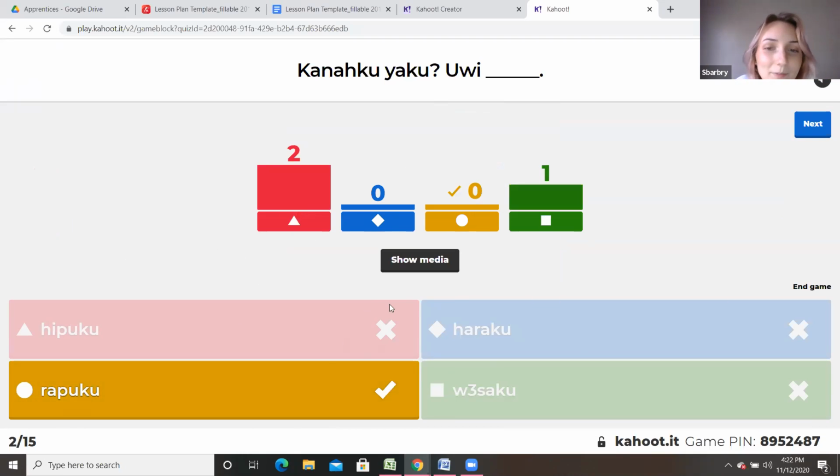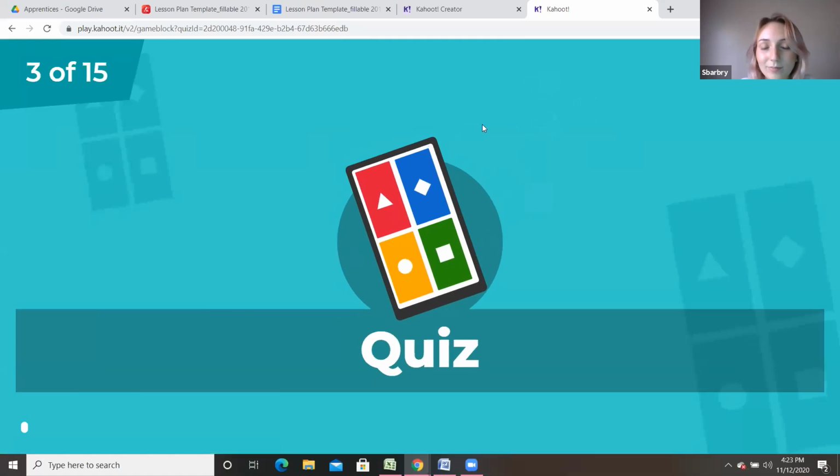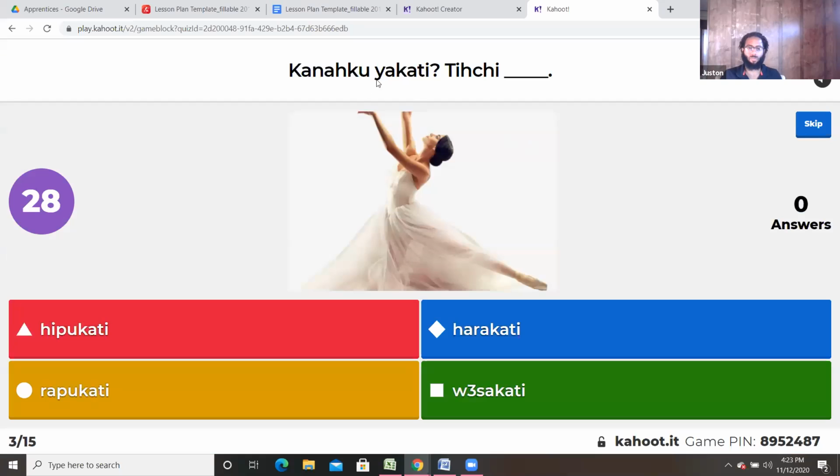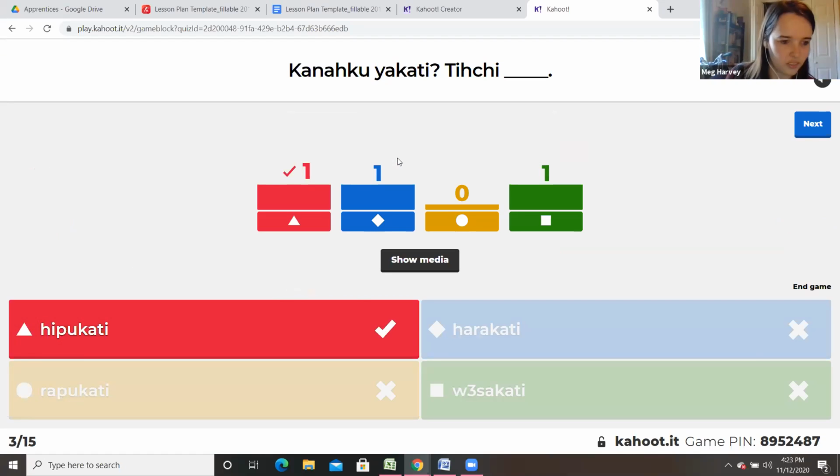Okay. So the correct answer was rapuku. So rapu means to sleep. Rapu, and hara, which we just went over, means to sing. So let's go to the next one. Kanakiakati. So what is she doing? So we just saw rapu and we saw hara. Yeah, excellent. Okay, so Kipu is the correct answer. Kipu kati. She is dancing.